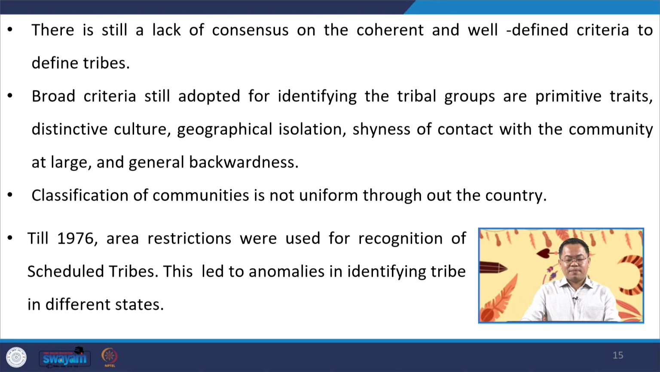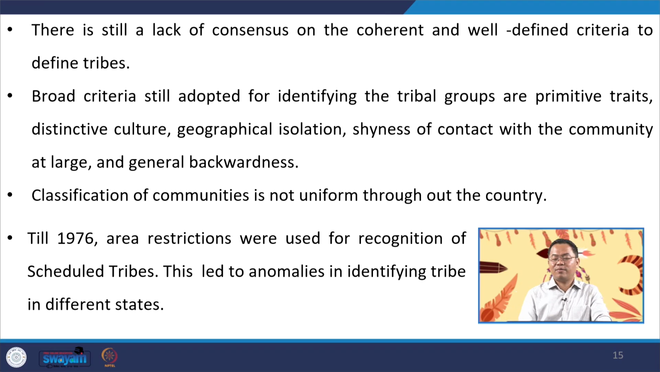However, despite this, you see that over a period of time, the way in which we define tribes, the way in which scheduled tribes are being recognized has changed, and it has passed through different stages. There was no single definition of who is a tribe. Even till today, it is still very, very difficult to define who is a tribe, right. In that sense, there is still a lack of consensus on coherent and well defined criteria to define tribes.